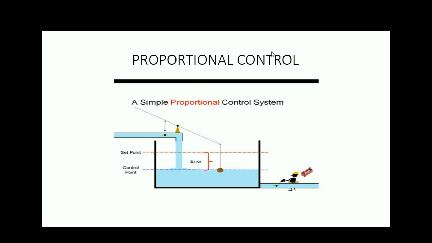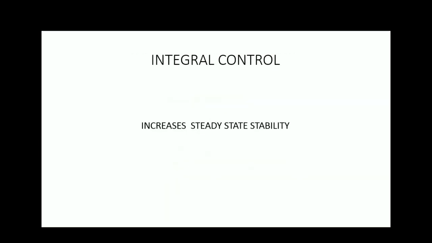It consists of a proportional controller. This proportional controller simply increases the error signal. In this figure you can see an example of a float and tank. Here the error signal is the difference between the set point and control point. As the level of the control point increases towards the set point, the error gets decreased, and likewise the valve here gets closed. The next component of the controller is integral control.